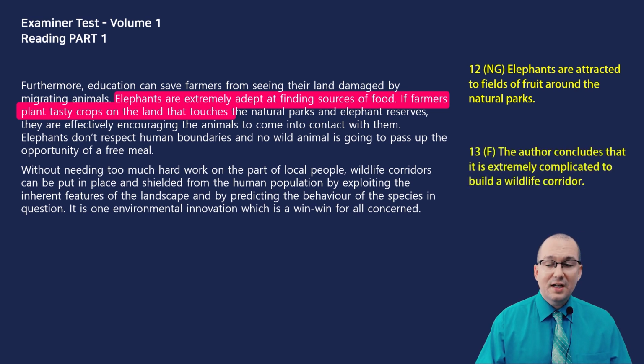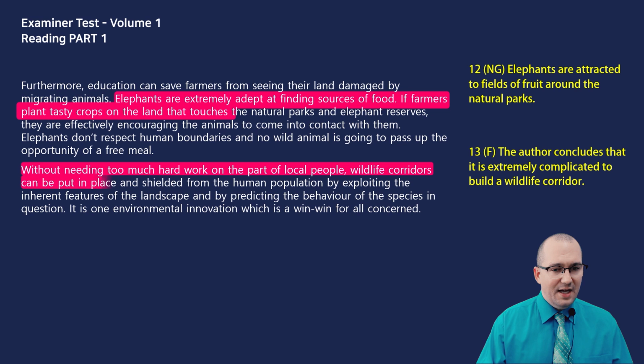And for question 13, it's false. The author concludes that it is extremely complicated to build a wildlife corridor. Well, let's have a look at that. Without needing too much hard work. Boom, right there we've got it. Without needing too much hard work. So it's kind of easy. On the part of local people, wildlife corridors can be put in place. So that is the opposite. Without needing too much work is not a synonym for extremely difficult. So right there, we've got it, false, and that's the end of these questions.